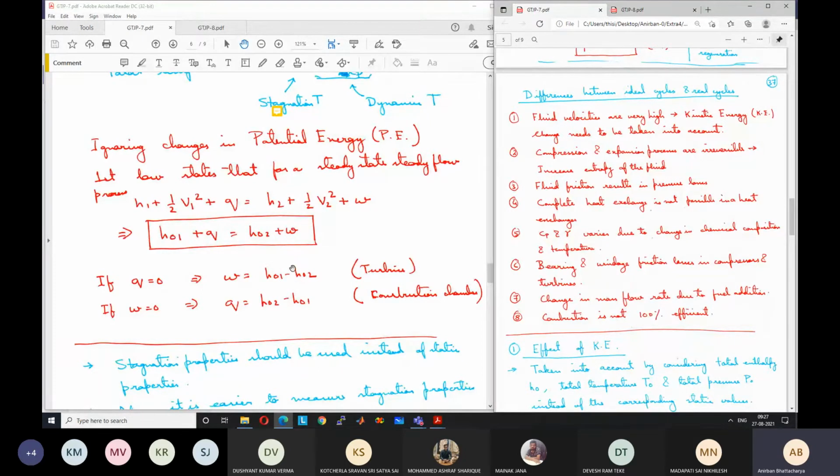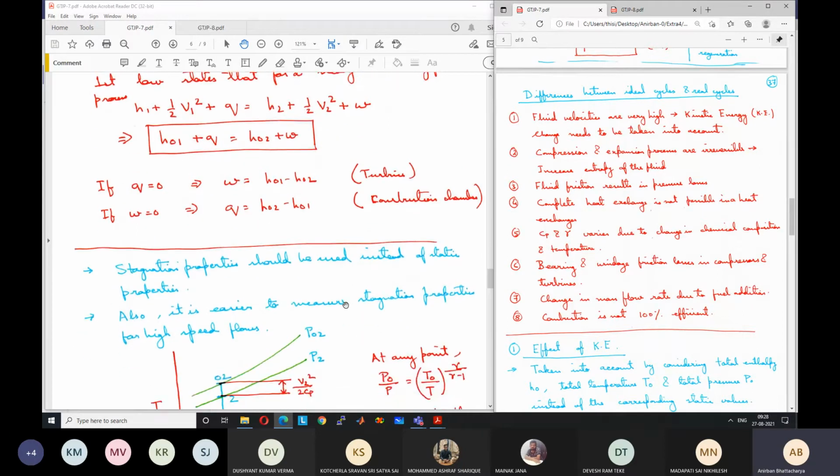Similarly, for the compressor, we can write a similar expression. For the combustion chamber, where the work output is 0 but heat addition is present, W is equal to 0 and Q is equal to H02 minus H01. Again, that also considers the changes in kinetic energy. So the summary here is that we should use stagnation properties or total properties instead of static properties for doing all the cycle analysis.